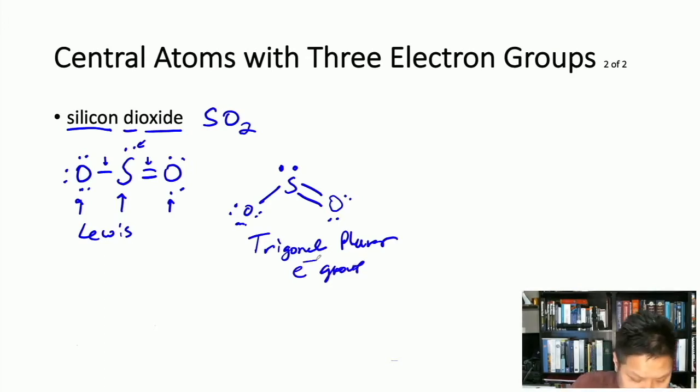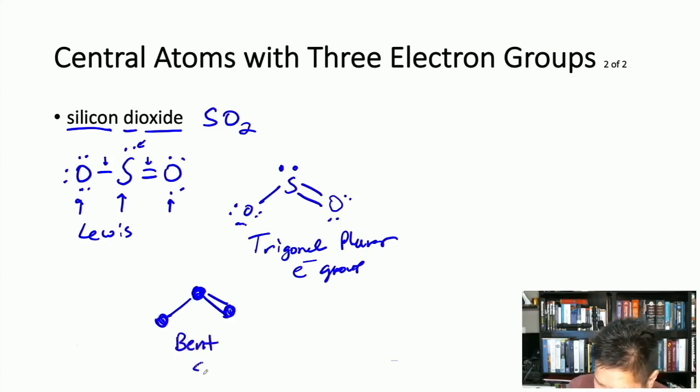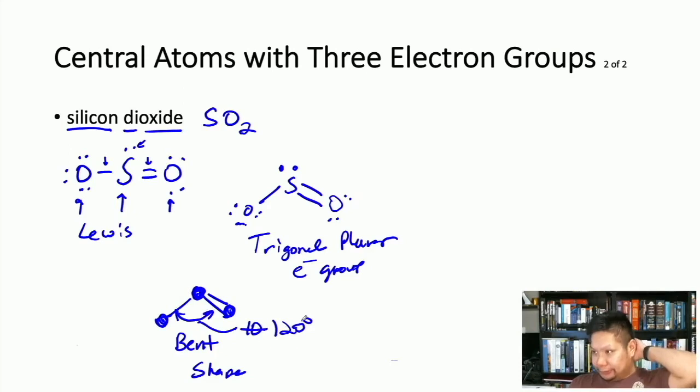Trigonal planar electron group, right? But when I draw the difference here, though, when I draw its ball and stick, like so, and since it doesn't show any lone pairs on it, right? It's not trigonal planar shape. It's actually a bent shape. And the bond angle here is still 120 degrees. Right? 120 degrees. Let's try another one.